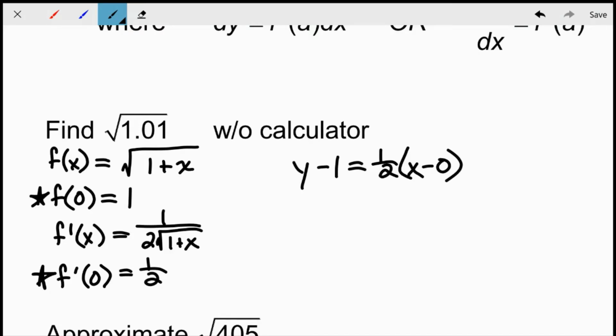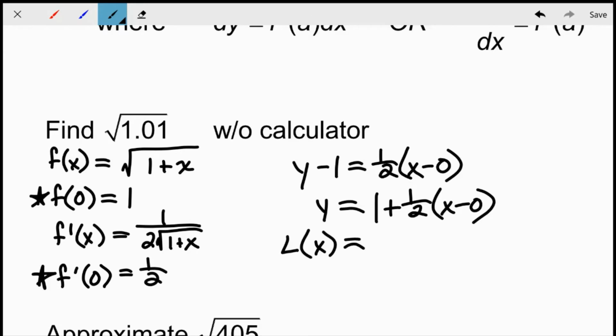If we move away from x equals 0, this tells us how far we moved away from that point. So my actual linearization function, solving for y, is y equals 1 plus 1/2 times x minus 0. I'm going to continue to write that x minus 0 because I want to make it really clear that my center point is at x equals 0. So here's my linearization function: 1 plus 1/2 times x minus 0.